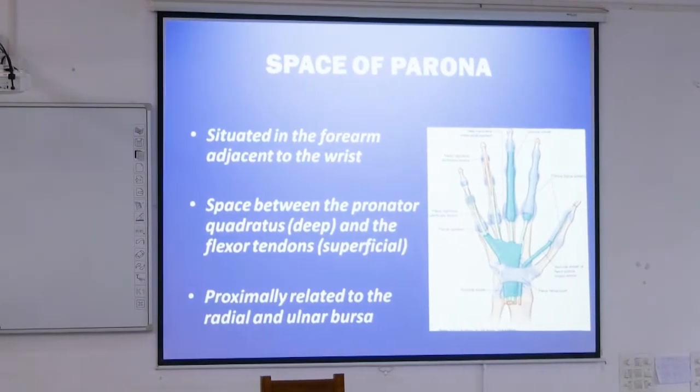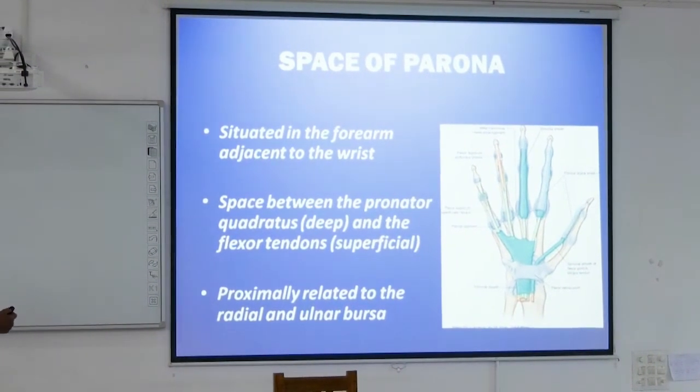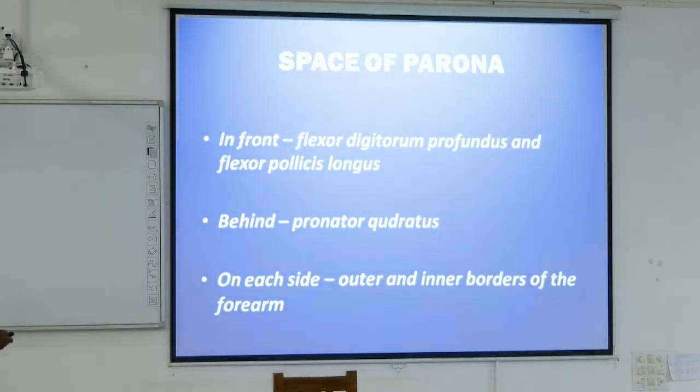Now the space of Parona. There might be a short note on it. The space of Parona is situated in the forearm adjacent to the wrist. It is the space between the pronator quadratus deep and the flexor tendons superficial. Proximally it is related to the radial and ulnar bursa. In front are flexor digitorum profundus and flexor pollicis longus. Behind is the pronator quadratus. On each side are the outer and inner borders of the forearm.